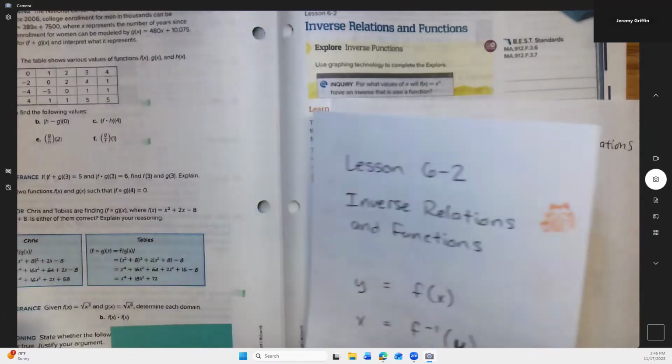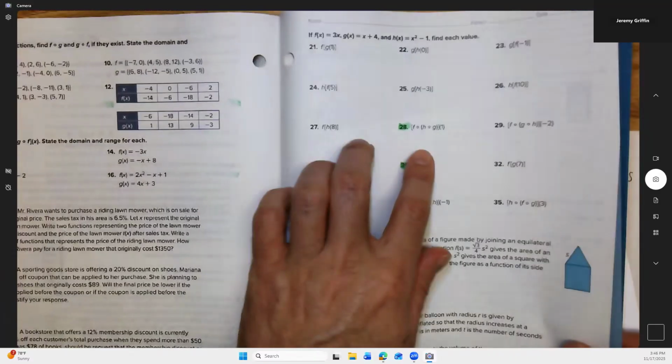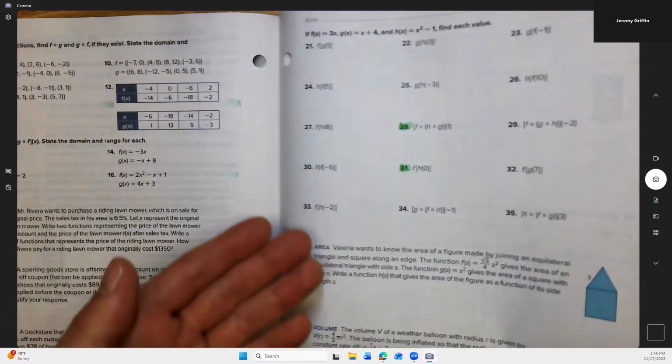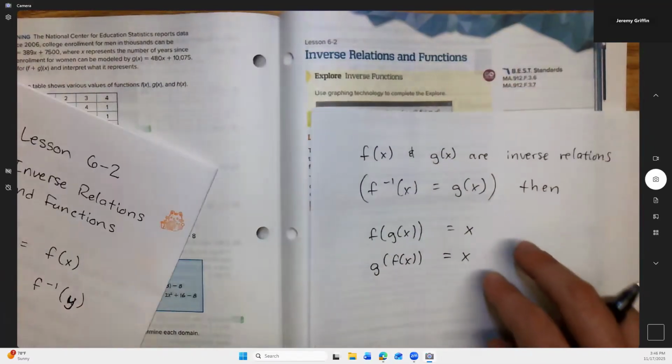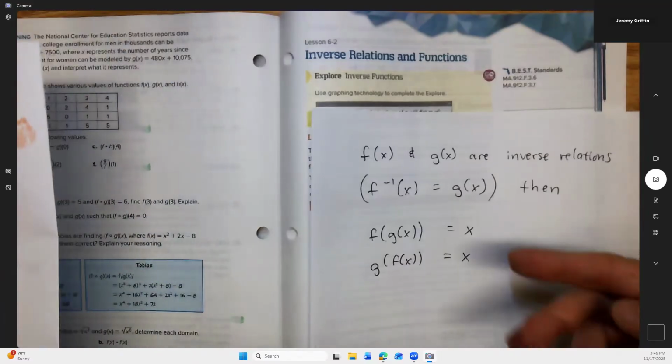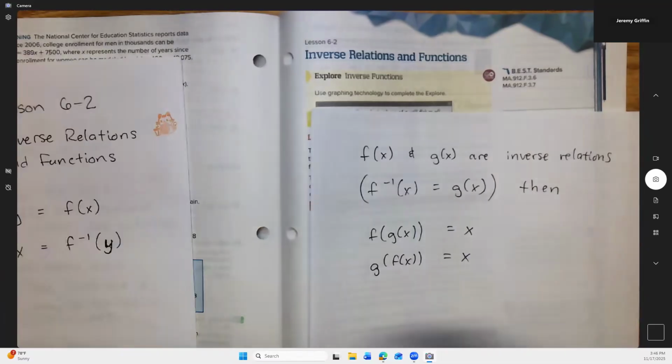In the last lesson we were doing composite functions, like f of g of x, and if you did f of g or g of f, we were getting different outcomes. But this is an exception to that. If two relations are inverses, then if you take one function of the other function, you should get exactly x both ways.